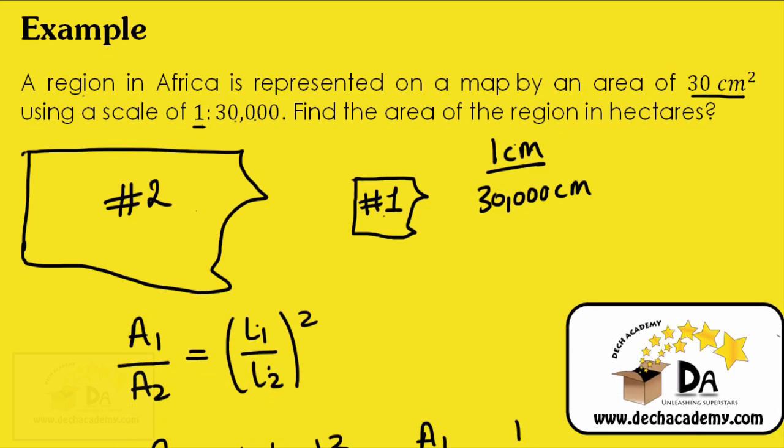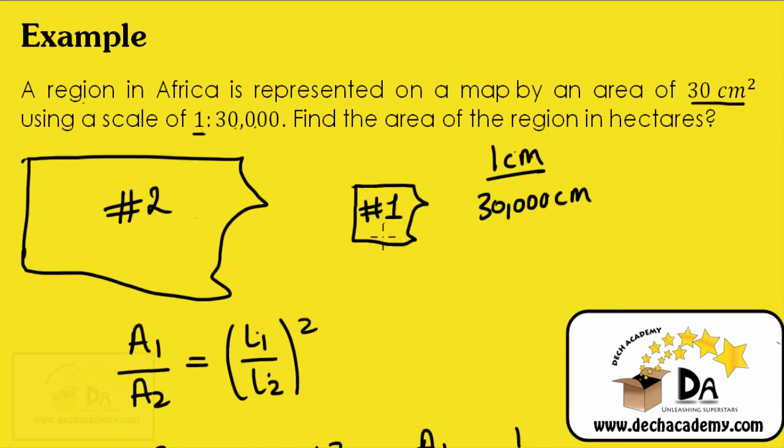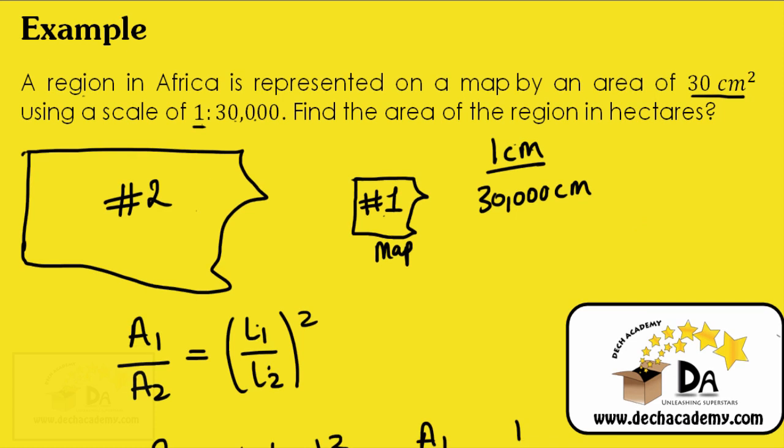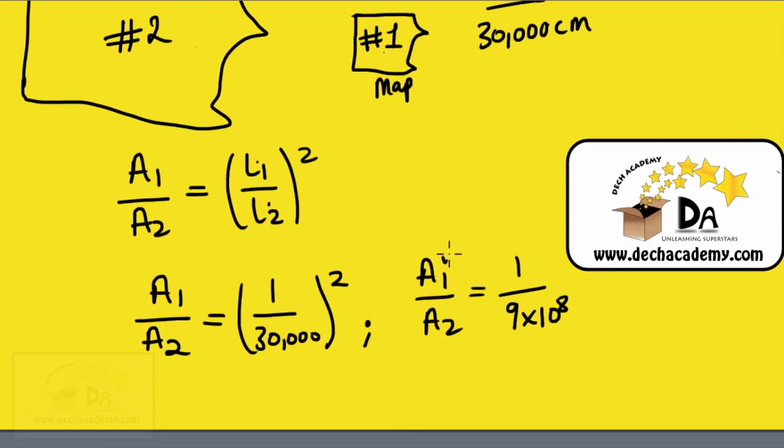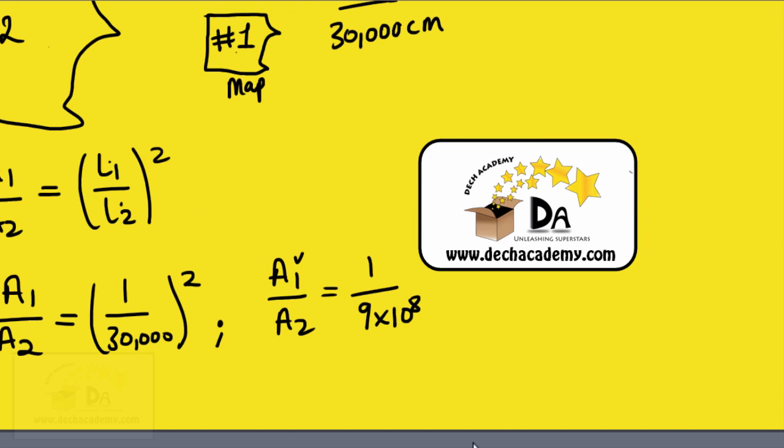So like I said, 1 represents the map, and we're told that the area on the map is 30 centimeters squared, and that means A1 is known as 30 centimeters squared, and we need to find the area of the region in hectares, so in real life. So we need to find A2, but A1 is known. So A1 over A2 is 1 over 9 times 10 to the 8.